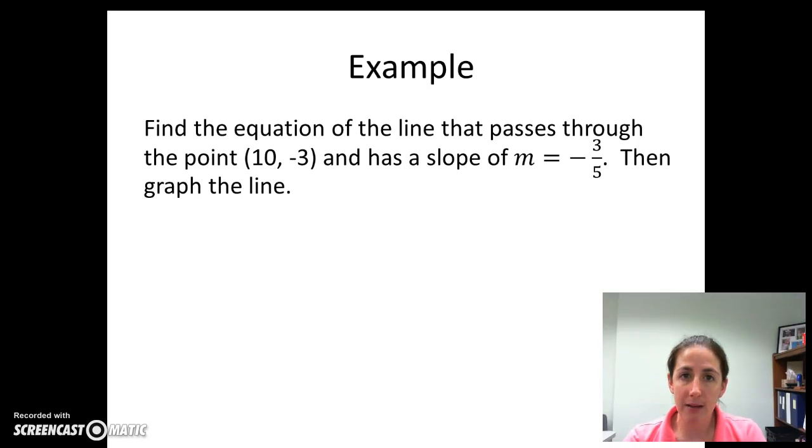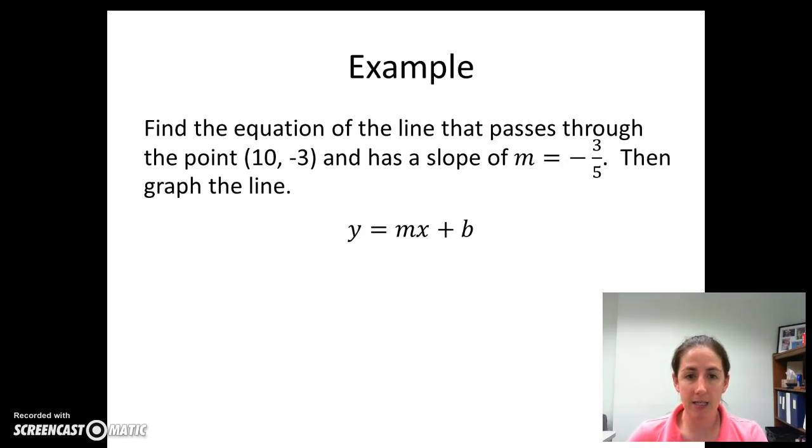Okay, so how do we find the equation of a line with a slope and a point? Find the equation that passes through the point (10, negative 3) and has a slope of negative 3/5. Then we'll graph the line. So how do we do that? Well, our equation of a line is y equals mx plus b. We have an x and a y that we know are on the line, and we know that the slope is negative 3/5. So what we're missing is b.